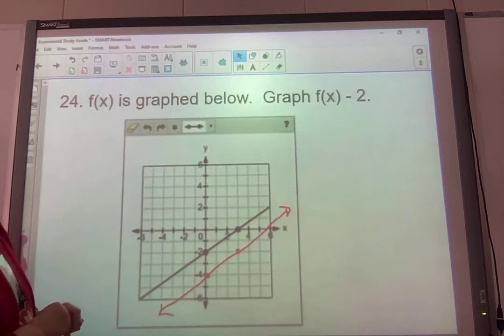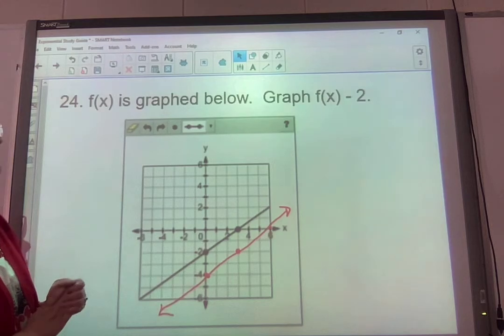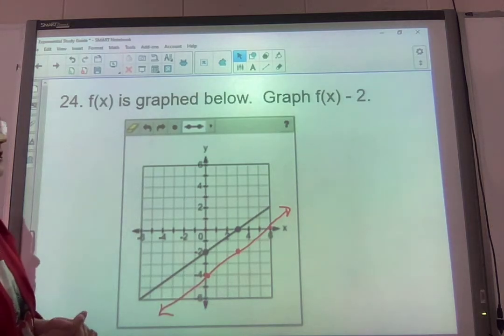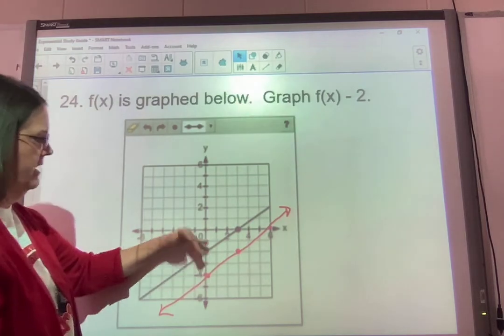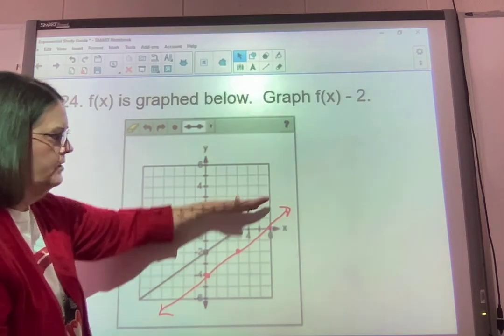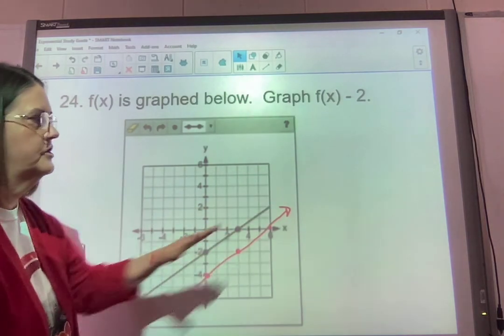If f of x is graphed below, then graph f of x minus 2. You literally, that's a vertical shift down. You just take every point that you can see that's labeled, move it down 2, and sketch the new line.